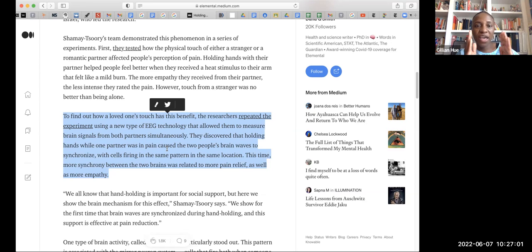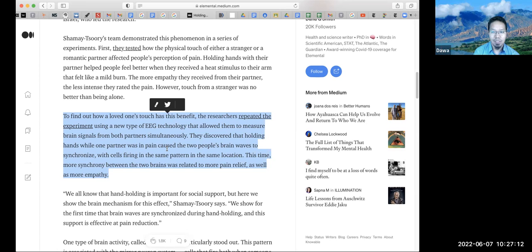So the cells firing in the same pattern in the same locations across two different brains was related to pain relief.